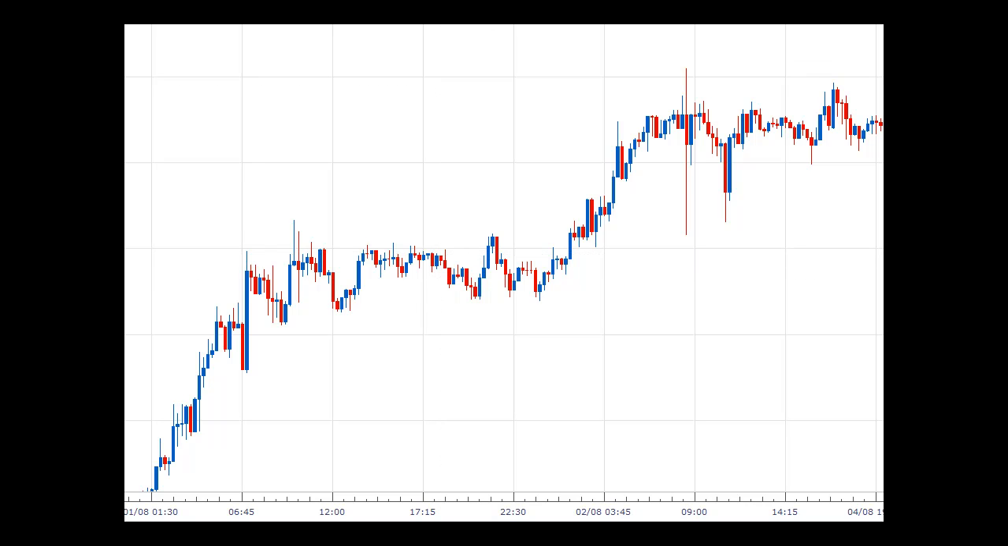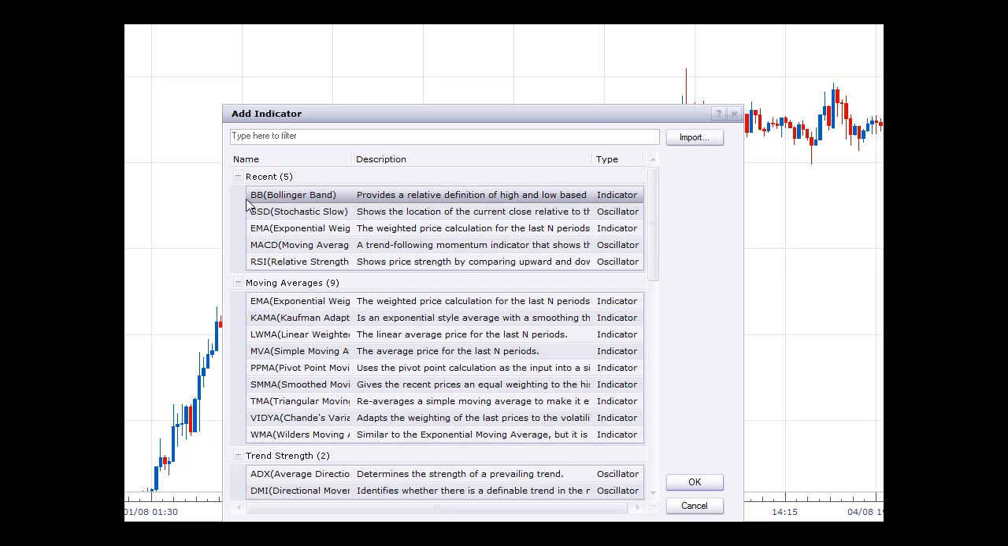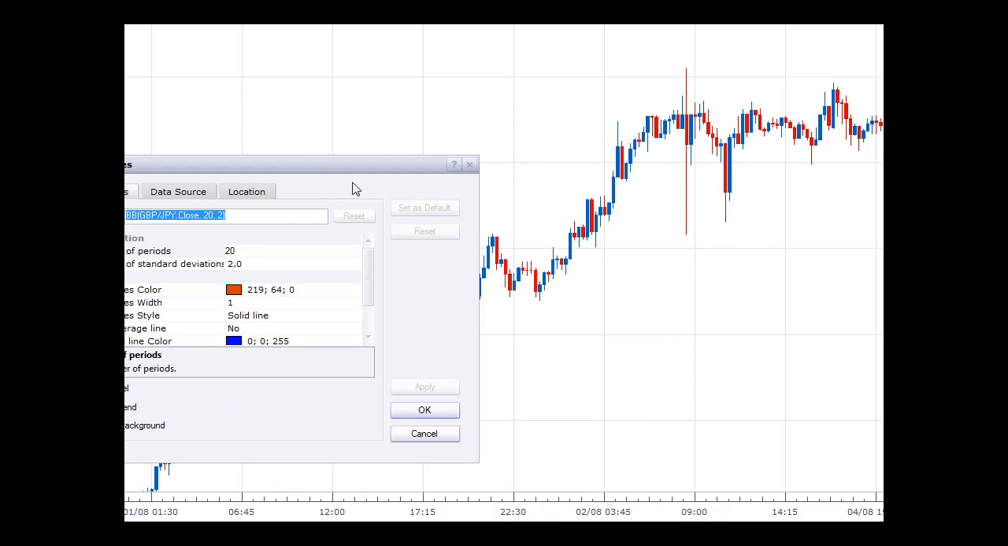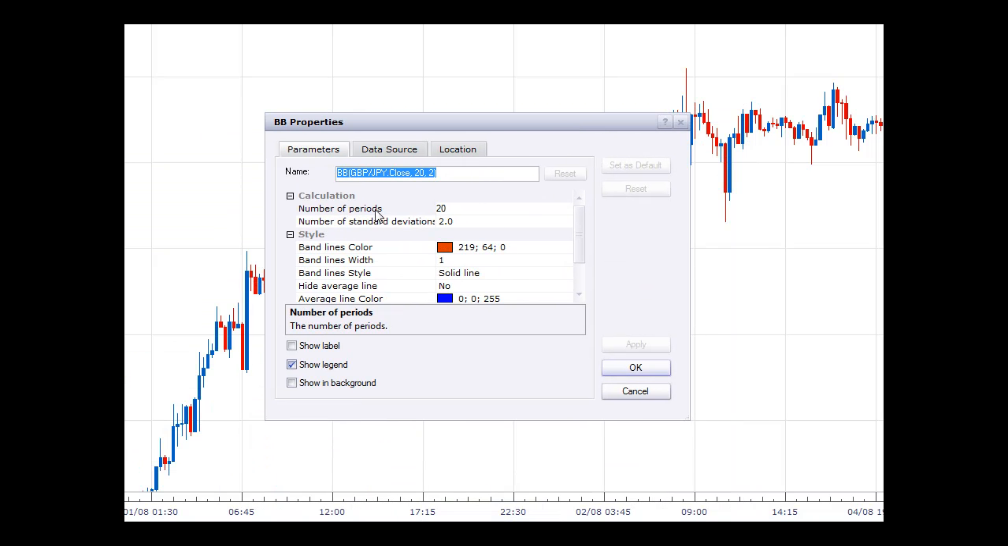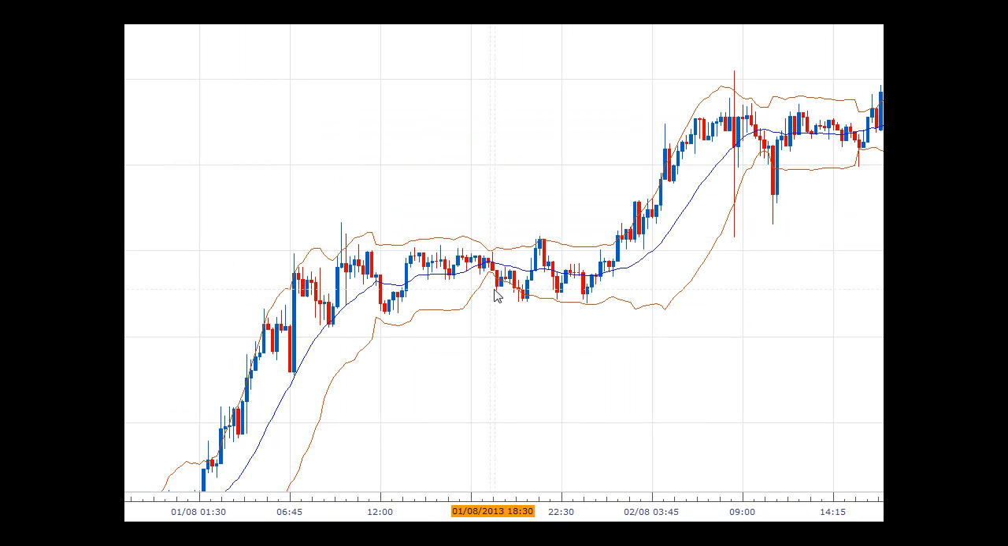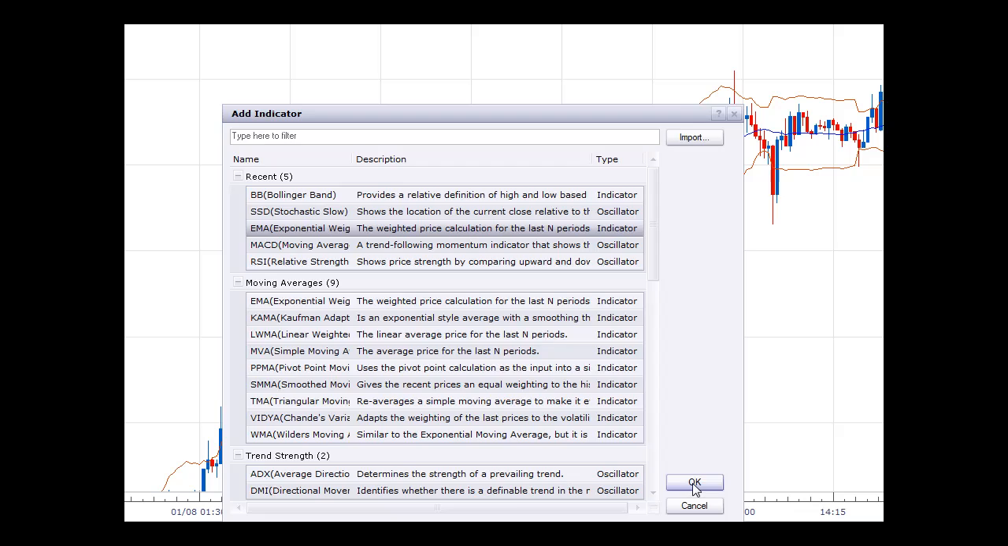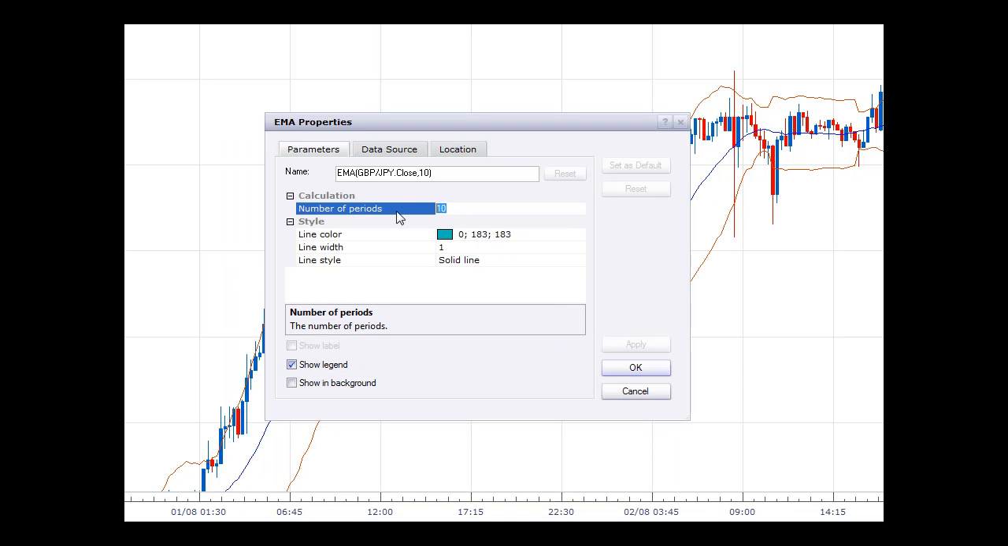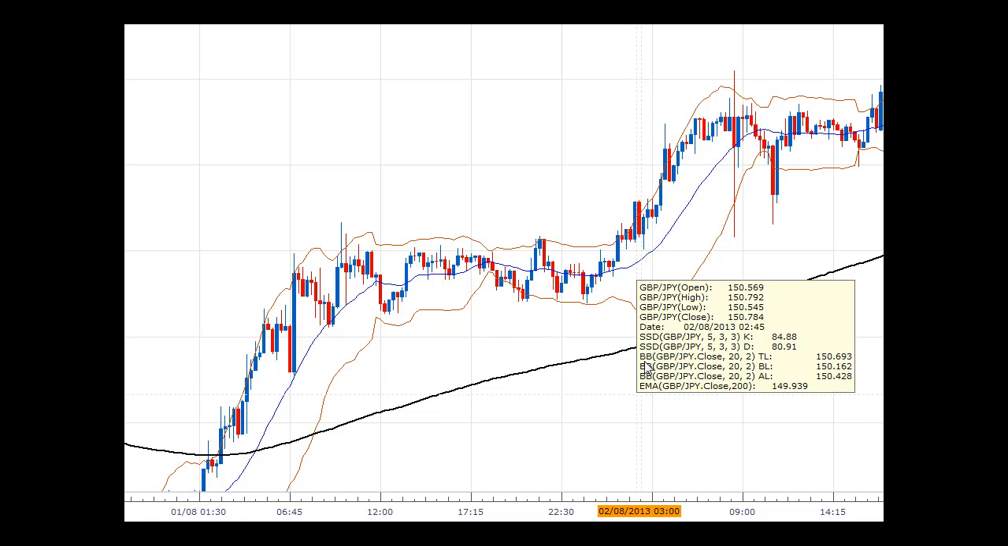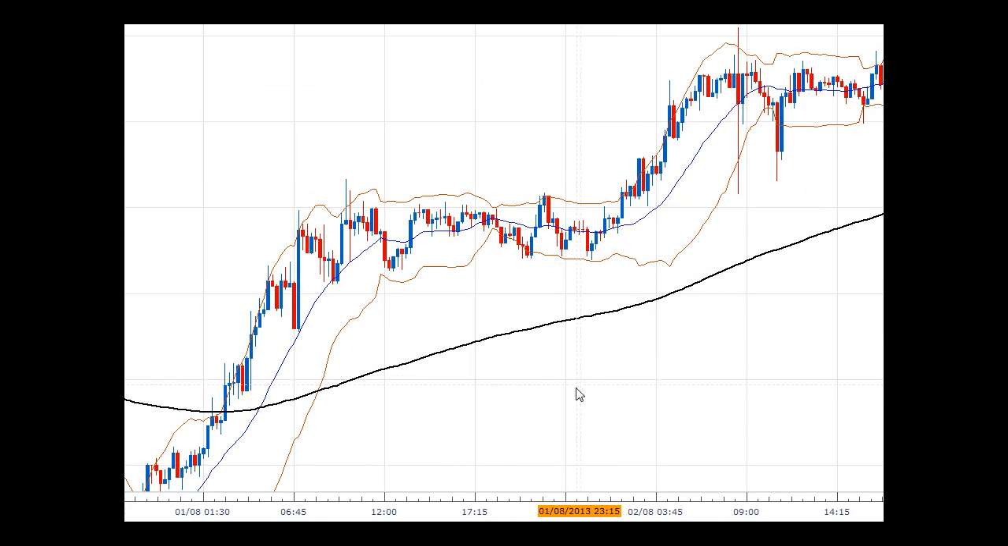So what we do is we set up these indicators. I choose the Bollinger Band. This is the default setup: number of periods 20, number of standard deviations 2. So this is the Bollinger Band that I've set up. Next is to set up the 200 EMA. Just select EMA, exponential moving average, and set the period to 200. In this case, I would like to use a black color. Color depends on your own preference. The width is 2, so that it looks bold and is easier to see.